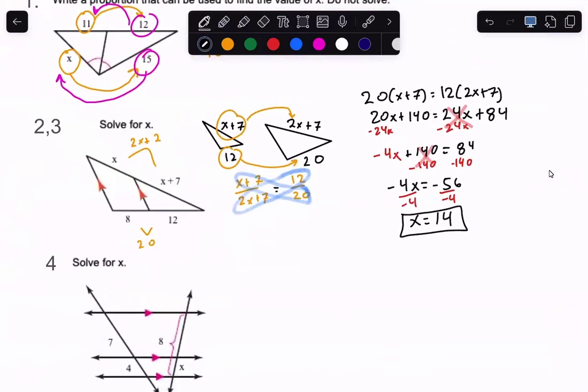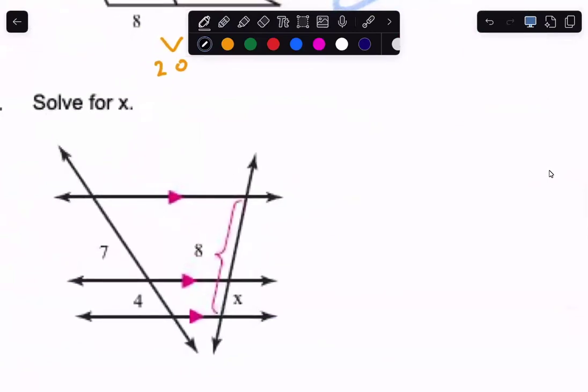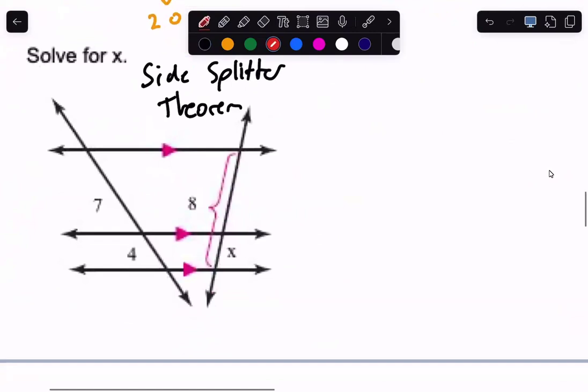For this one, you could have also used the side splitter theorem, which we'll use in the next problem. Okay. For number 4, this one you're going to use the side splitter theorem, which states either you could write 4 is proportional to 7 or 7 is proportional to 4, whichever one is perfectly fine. In this case, I'm going to do 4 proportional to 7.